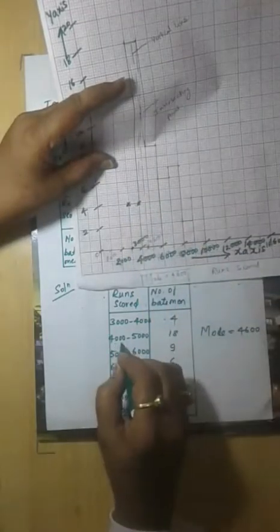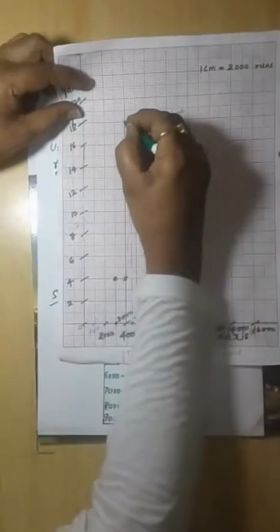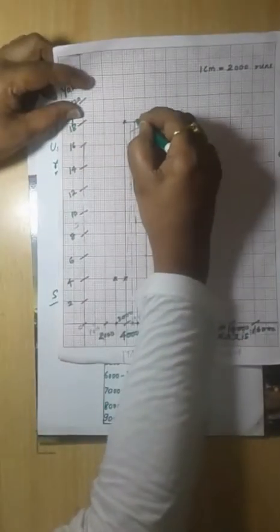So next, 4000 to 5000. So this will be 4000 and up to 5000. In between the point is 5000. So up to this point here 18. So here is the value 18, and up to 5000 it is 18.